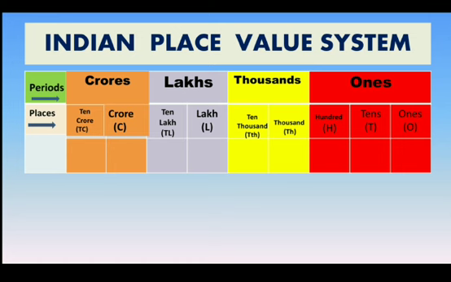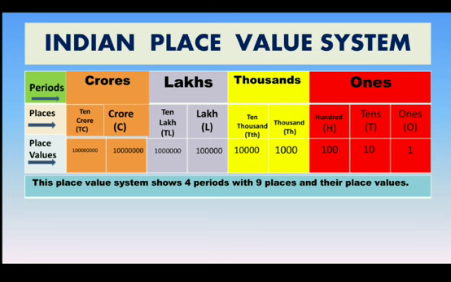Now each place has its own value. Starting from the right, the values for these places are 1, 10, 100, 1000, 10,000, 1 lakh, 10 lakh, 1 crore and 10 crore. All these are called the place values. This place value system shows 4 periods with 9 places and their place values.